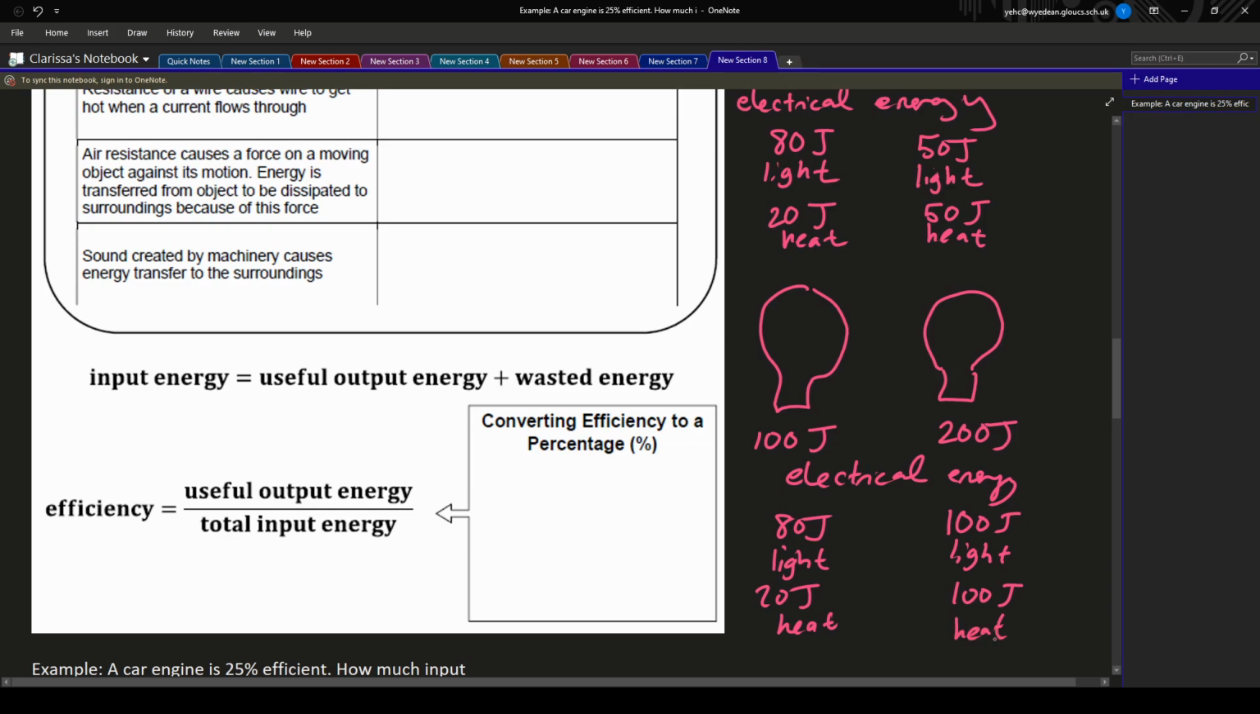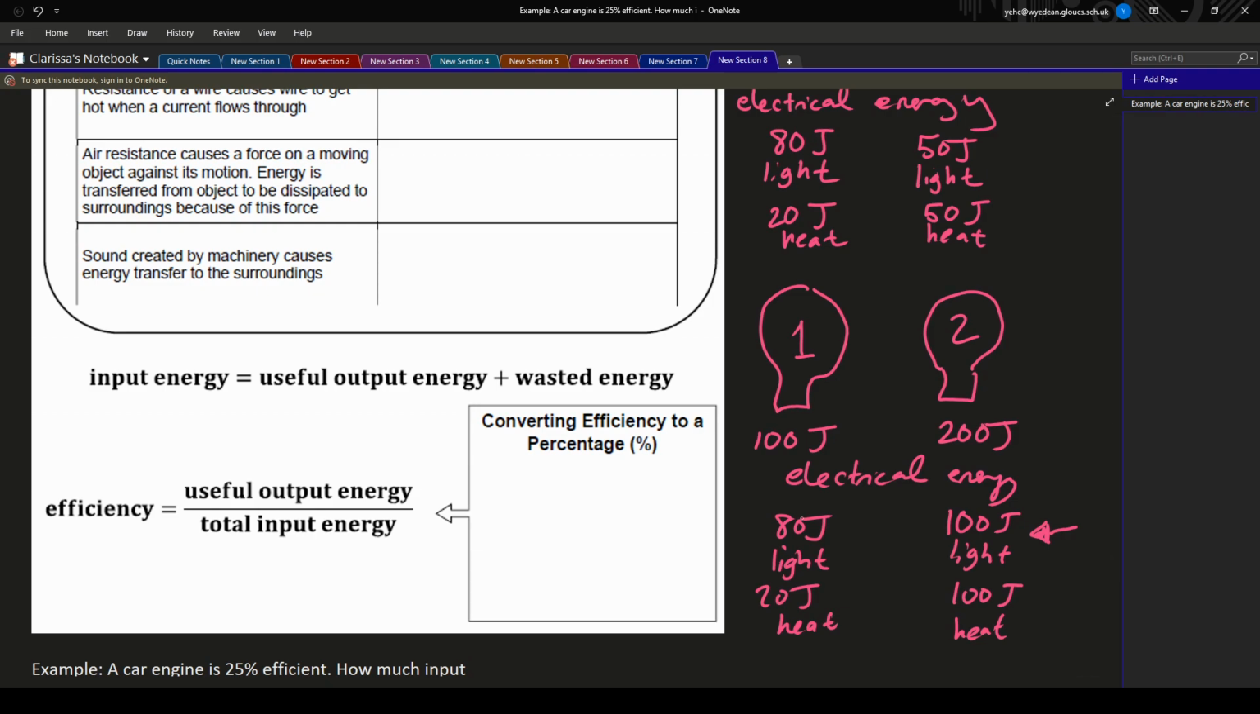So here's a common mistake. Some students might think, okay, let's look at how much of our useful energy is produced. Light bulb number 2 makes 100 joules. Light bulb number 1 only makes 80 joules. So then that means that number 2 is more efficient. Well, that would be incorrect to say, because you're not looking at just the amount that's made. You're looking at what the input is as well.